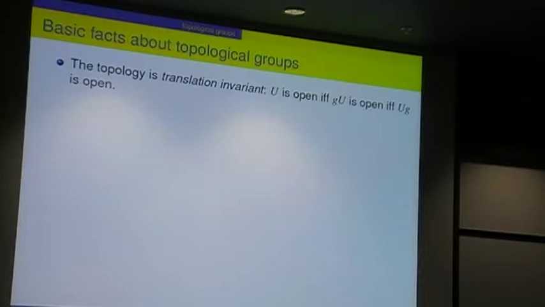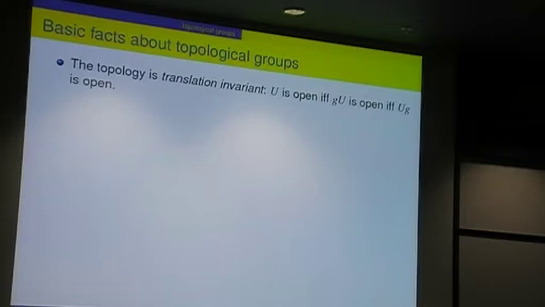So there are some interesting facts about these topological groups. The first thing is that the topology is translation invariant. So if I take an open set and I shift it by the group action, either from the left or the right, of course that doesn't make a difference in the abelian case, but in the non-abelian case these concepts still make sense. This topology is translation invariant. So if I take an open set, I can move it anywhere by the group action and I'll still get an open set.